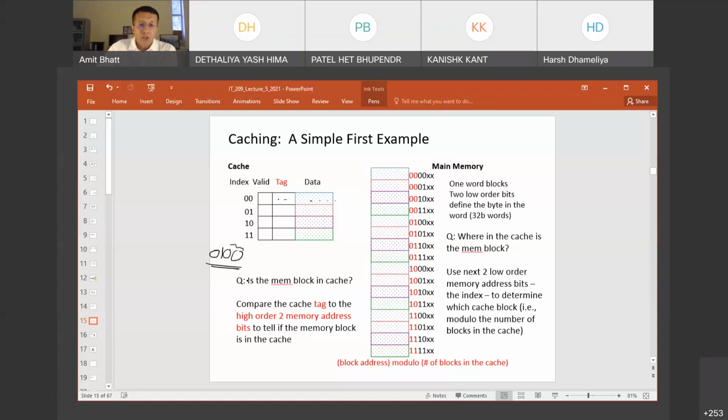So right now, don't worry about what valid is. We'll come to it later. Right now, only concentrate on two parts, tag and index. Okay. Now, you will start asking me the question: what do I see as the last two bits as XX? That requires some explanation.